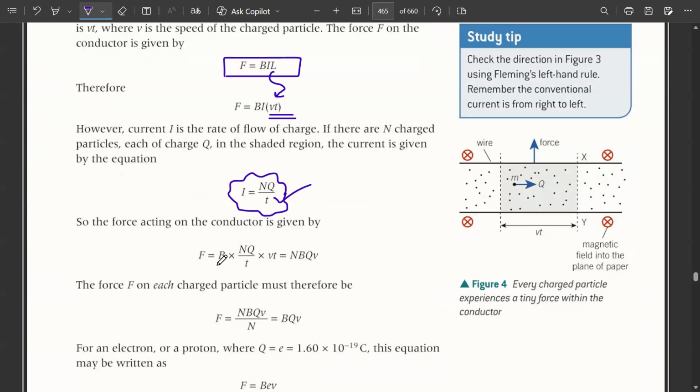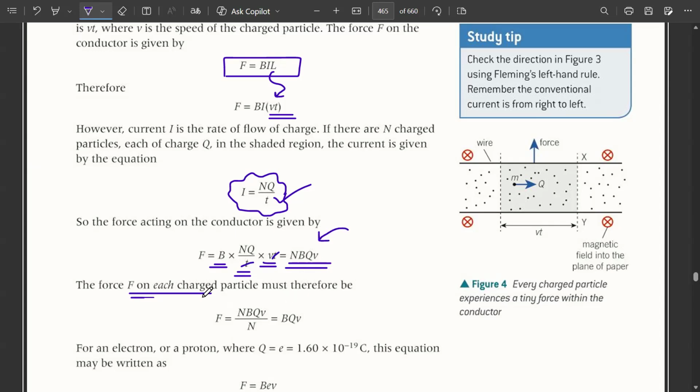So in place of I, I can write NQ over T. In place of length, I can write speed into time. That gives me what? NBQV, because this T and T cancels out. So the final formula of F we get is NBQV.